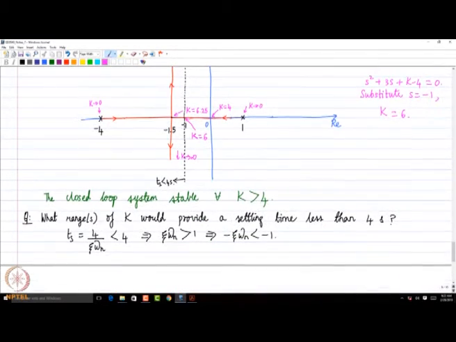So, for any value of K which is greater than 6, we will get a settling time less than 4 seconds, okay. So, that is the guarantee we can have. Of course, please note that we are using the expression for the step response of an underdamped second order system to come up with the settling time response, okay.